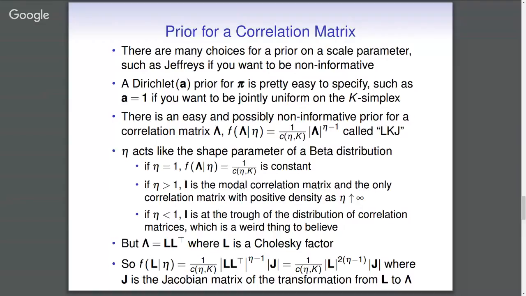If you put in eta that goes closer and closer to infinity, the distribution gets more and more concentrated on the identity matrix, such that if you let eta go to infinity, the only correlation matrix that has positive density is the identity matrix, which is basically to enforce that all of these things that you're modeling are uncorrelated with each other. Now, you don't usually want to make eta too big.